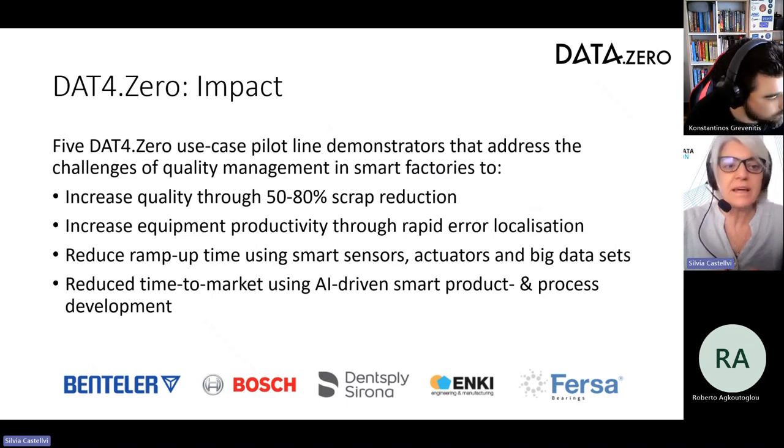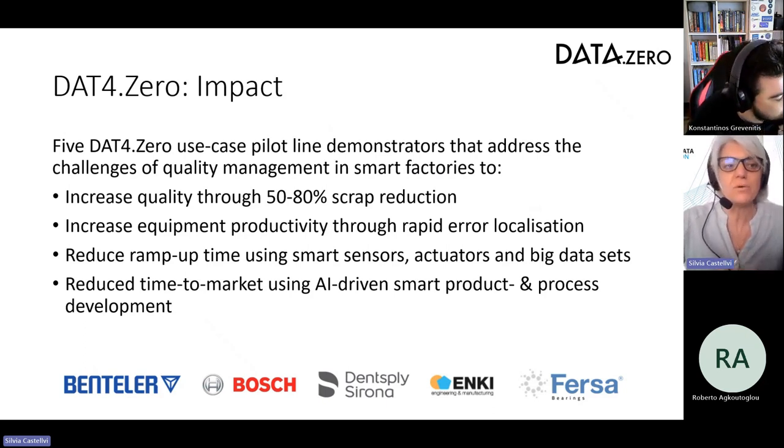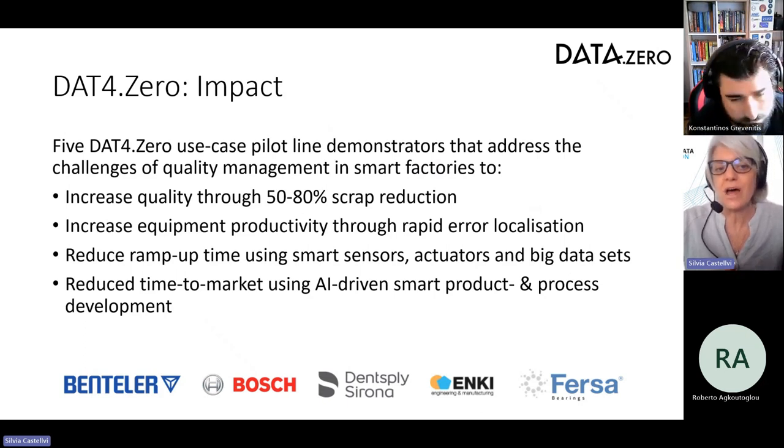And you can see here the impact that we have achieved. We have increased the quality, from 15 to 18% of scrap reduction, but we have also increased the equipment productivity through rapid errors localization. We have reduced the ramp-up time using smart sensors, actuators, and big data analysis, and we have reduced the time to market using artificial intelligence driving smart products and processes that we have developed in the framework of the project.